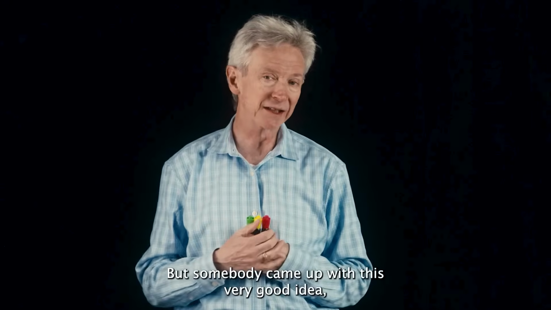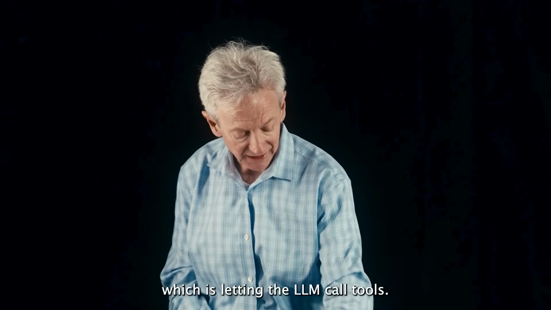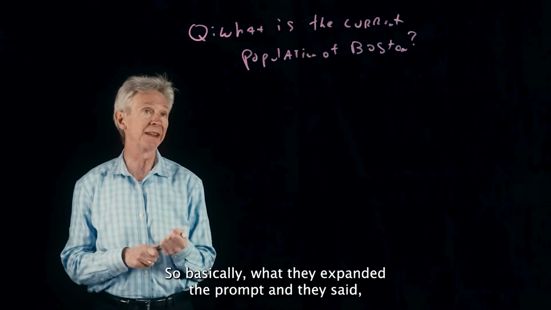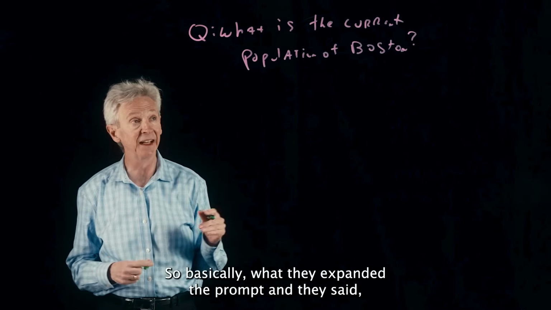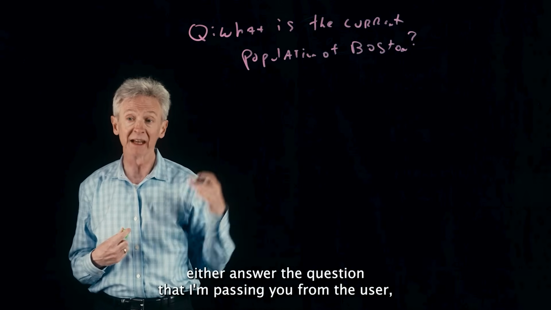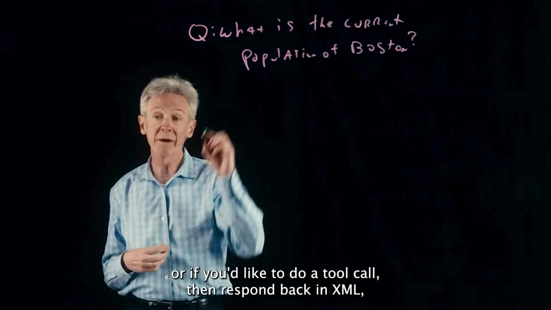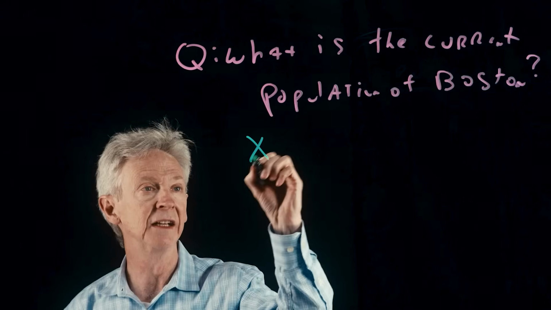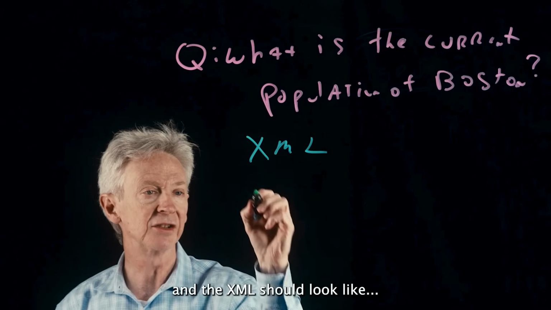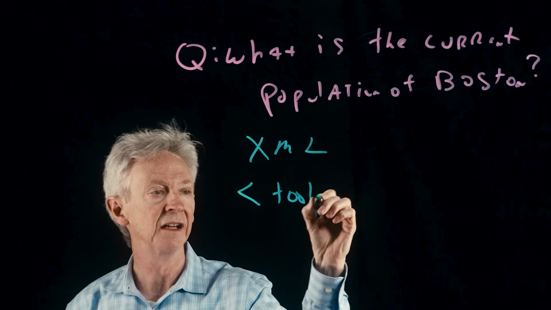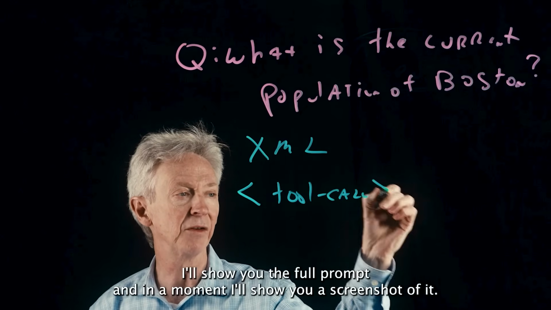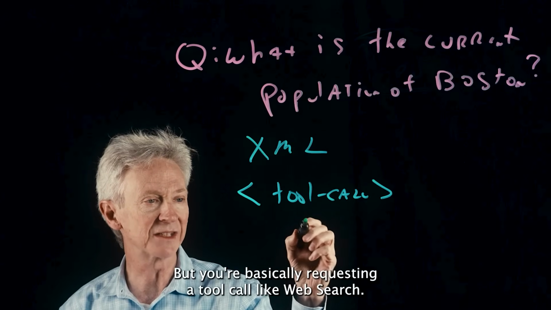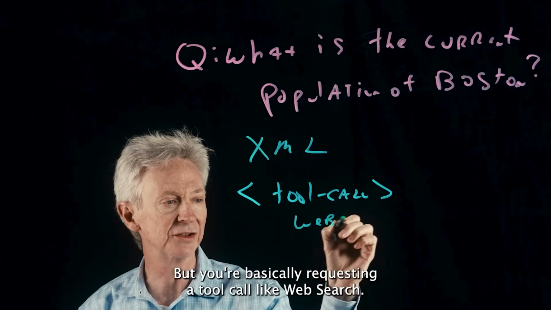But somebody came up with this very good idea, which is letting the LLM call tools. So basically they expanded the prompt and they said, either answer the question that I'm passing you from the user, or if you'd like to do a tool call, then respond back in XML. And the XML should look like, I'll show you the full prompt in a moment. I'll show you a screenshot of it. But you're basically requesting a tool call like web search.